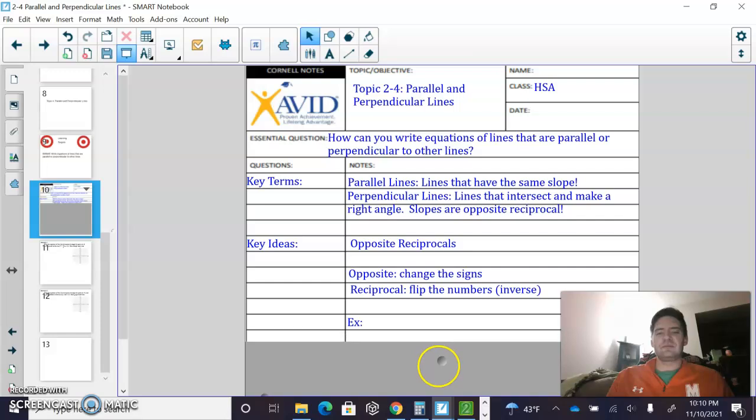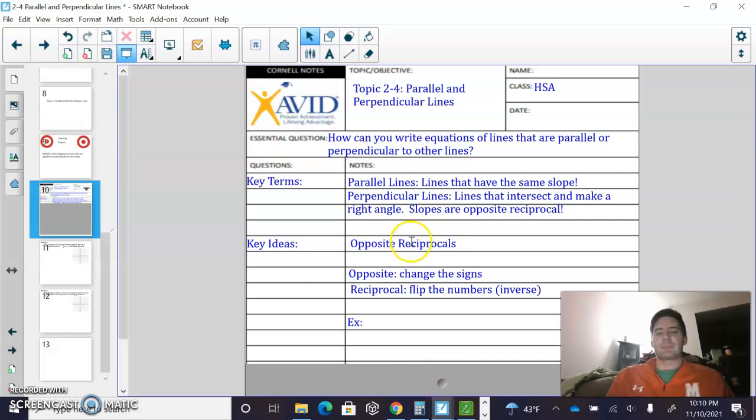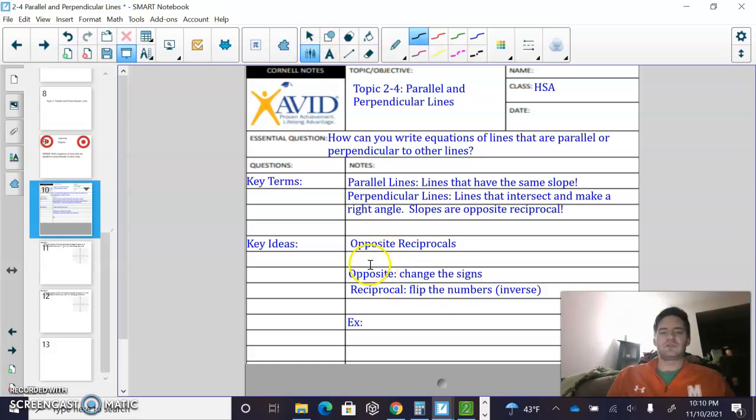What we mean by opposite reciprocal is we're going to divide this into two parts. When we're referring to opposite, that's being underlined, what we're doing is changing the sign. So if your first number was positive, we need to switch the sign to negative. Reciprocal means that we are just flipping the numbers. We're doing the inverse. So here's an example.